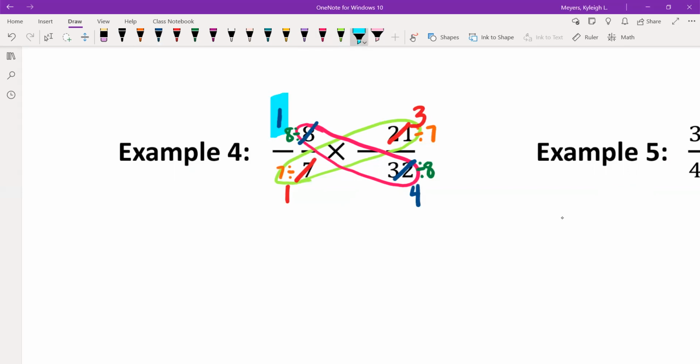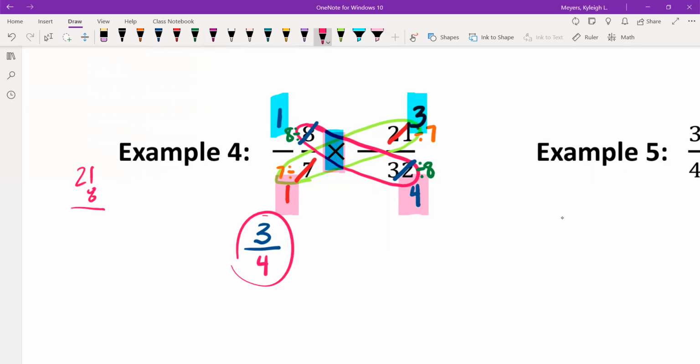So now I'm really doing 1 times 3 as my numerator. And that's going to give me 3. And for my denominator, I'm doing 1 times 4, which is 4. So then all of that simplified just to 3/4. If you don't use cross products, you would have had to do 8 times 21 and 32 times 7 and figured out what those were and then simplified them. So cross products makes everything a lot easier.